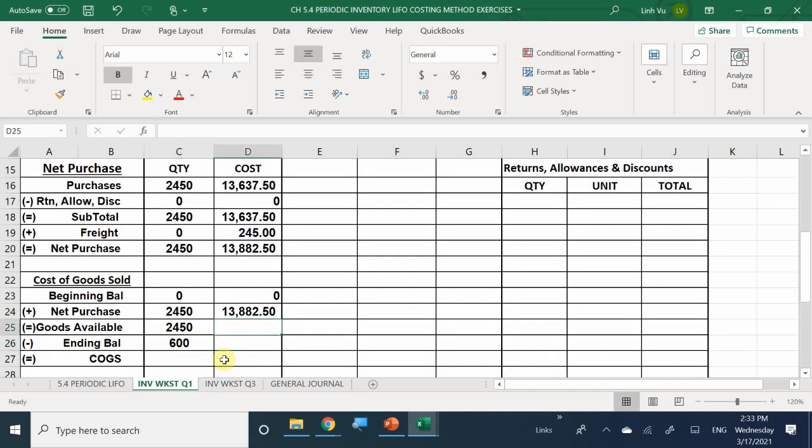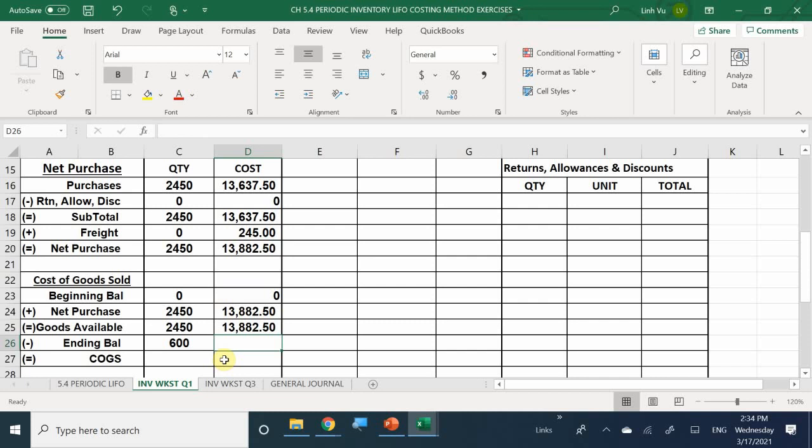Okay. Same thing here. I'm going to add 0 to my 13,882.50 to get 13,882.50, because in this context I don't have beginning inventory. All right. So now I'm finished with that whole portion. Now I have to solve for my cost of goods sold.